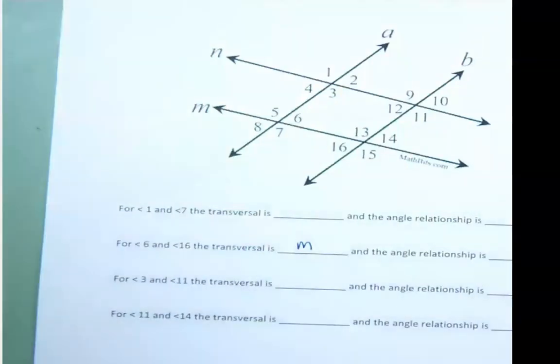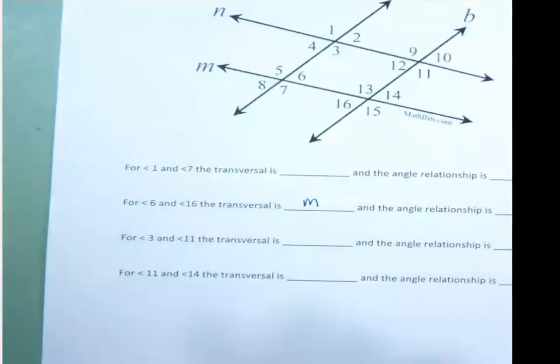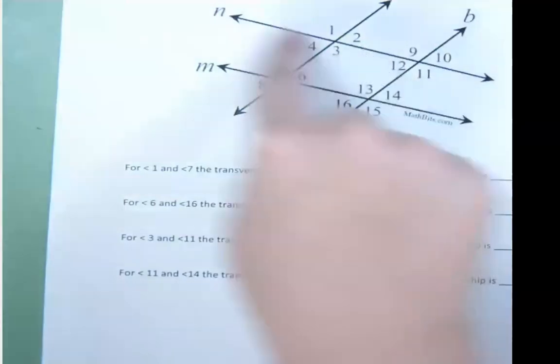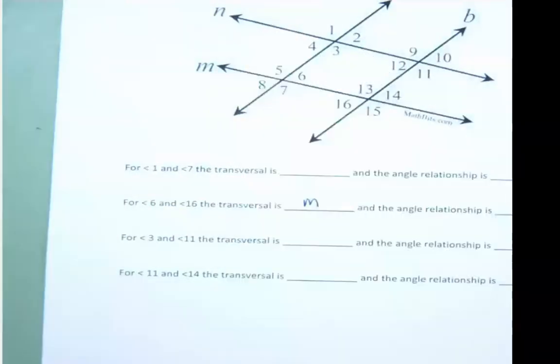Okay, 3 and 11. The transversal right here is N. Yes, some of you already answered it. What is the angle pair? This is the one that kind of messes people up sometimes. If you can, cover it up on the screen. If you have a hard time looking at it, make sure you're only looking at 3 and 11. Yes, I have 2 correct answers that have messaged me privately. Yes, you're correct.